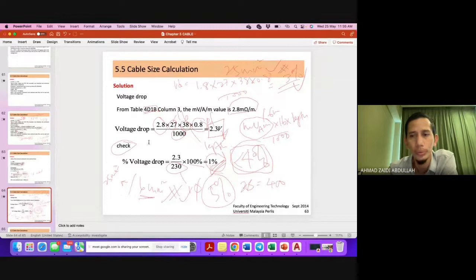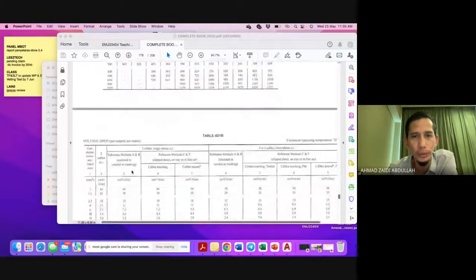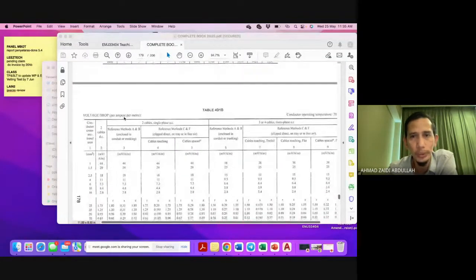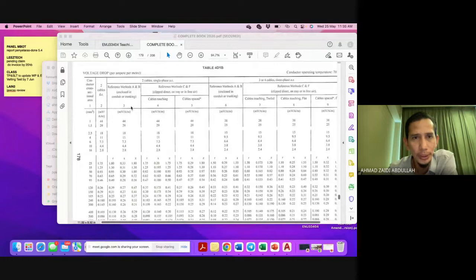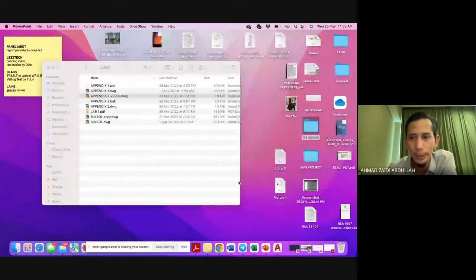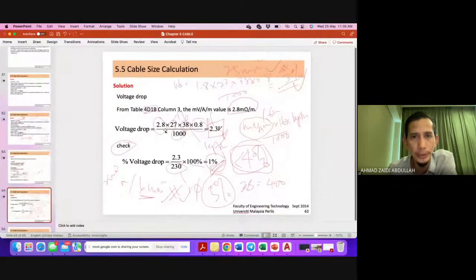So once we get the 16, we open the next page of the cable, which is the voltage drop table. For D1B, we refer to the 16 under reference method single phase, Method A. We can find that the value for mV/A/m is 2.8. So directly, we can put 2.8 here.